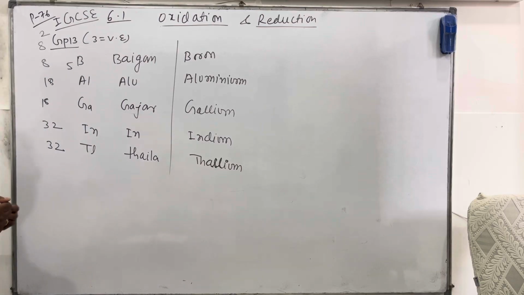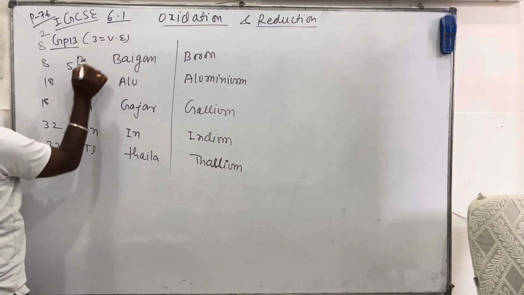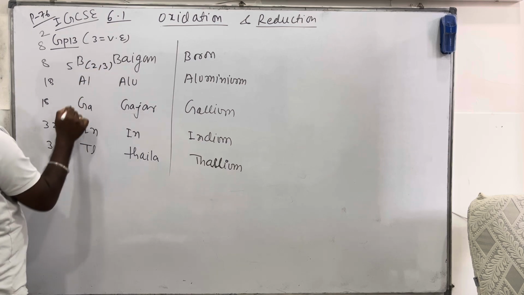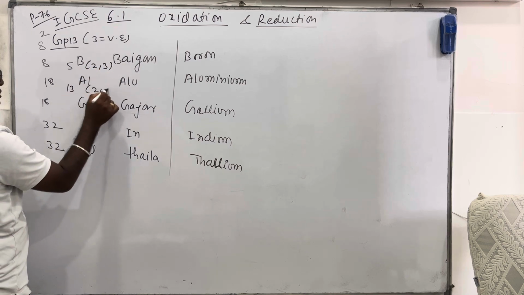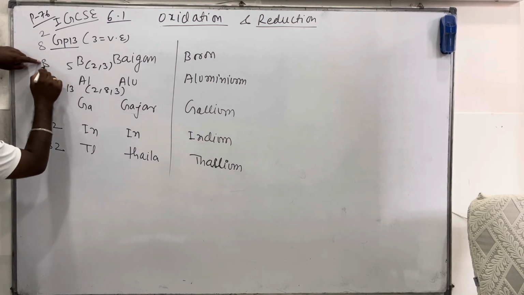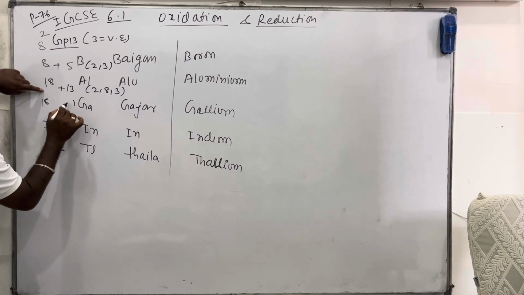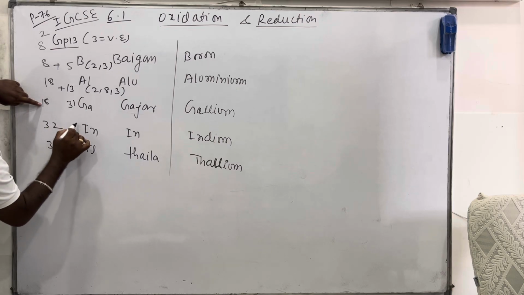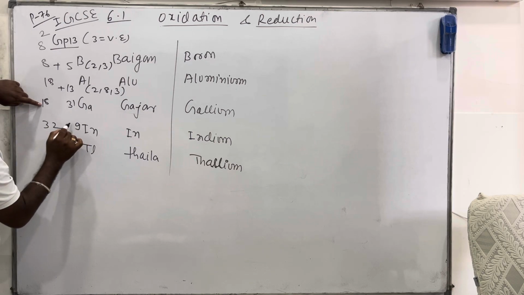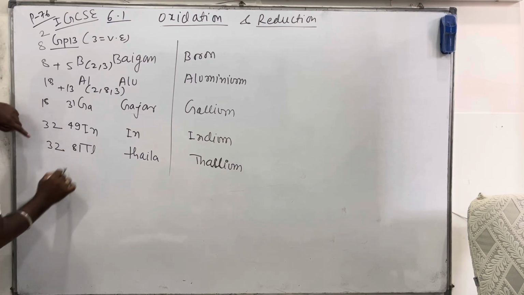Understood? Okay. So now I will distribute the electrons. 5 electrons are there, so it is 2, 3 up. Aluminum 13, so it is 2, 8, 3. To get the next atomic number: 8 plus 5 is 13. 13 plus 18 is how much? 31. 31 plus 18 is how much? 49. 49 plus 32 is 81.